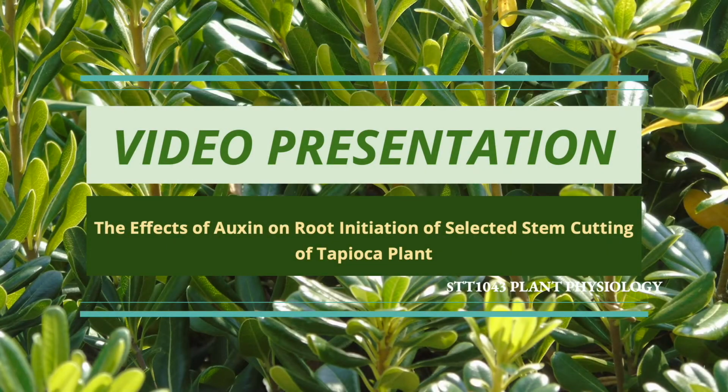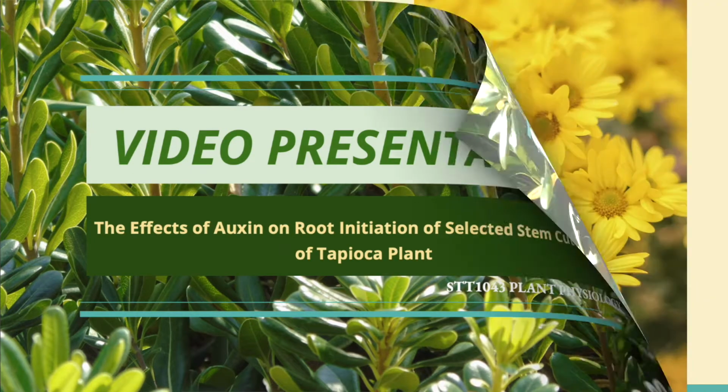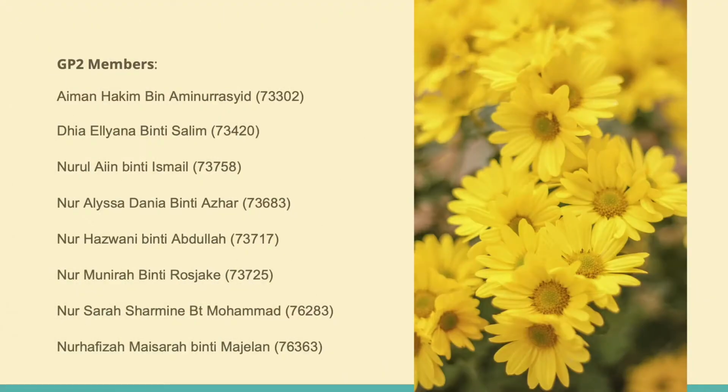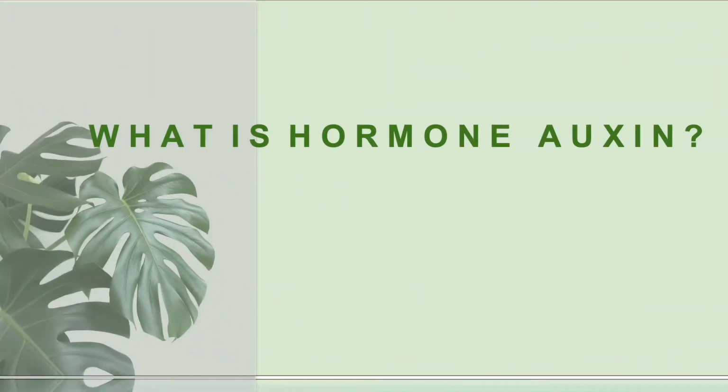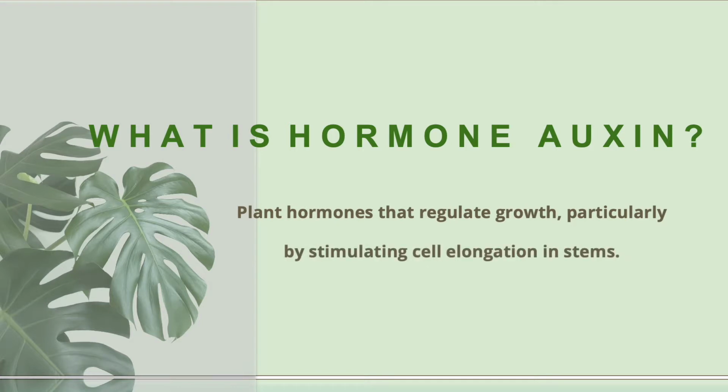Hello everyone, today we are going to do an experiment on the effects of auxin on root initiation of the tapioca plant. Before we jump right into the experiment itself, we should know firsthand what this hormone auxin is all about. As the name implies, a plant hormone to be exact. Auxin is a plant hormone that regulates growth, particularly by stimulating cell elongation in stems.